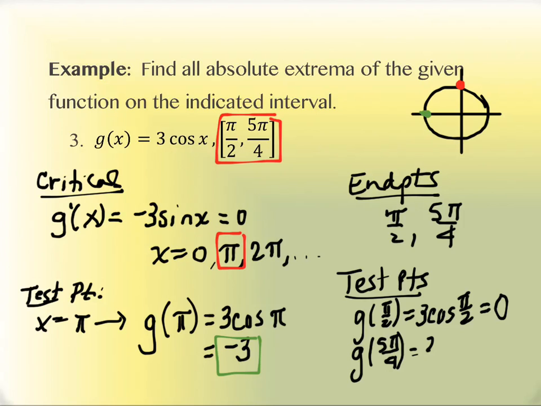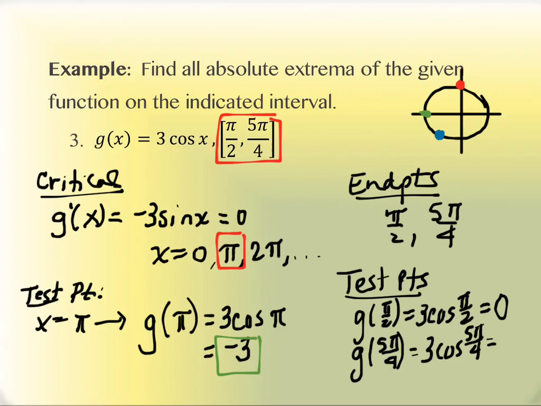So I'm going to test 3 cosine of 5 pi over 4. Where is 5 pi over 4? It is the third quadrant. I said the wrong thing, I'm sorry. Yep, down here. Yep, 5 pi over 4, so we're over here.